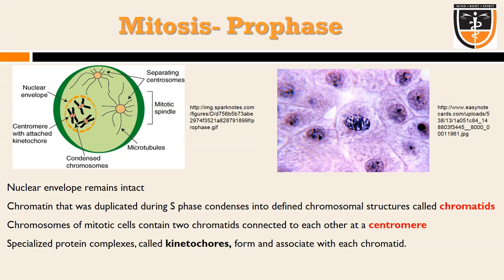Now they're going to attach on a side, if you remember the cat whiskers, two specialized protein complexes, microtubules, known as kinetochores. So they're going to be attaching to the centromeres, and they will form and be associated with each chromatid. So that is prophase. During prophase, we're now seeing chromosomes, as we see in this image. They're starting to form, and the cell is getting ready to divide its nucleus.